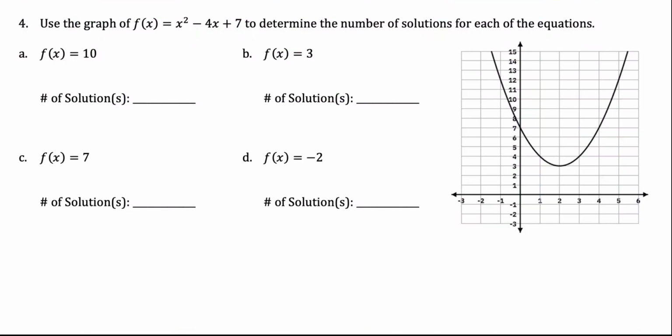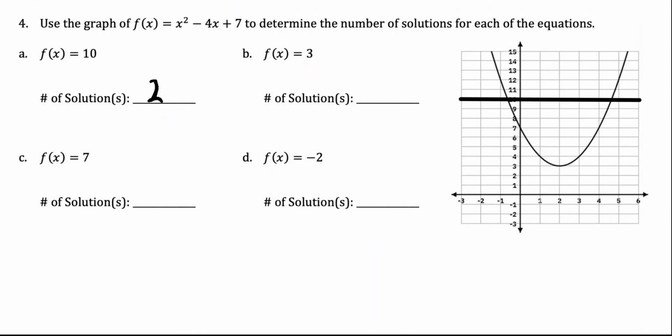On number 4, we are just asked for the number of solutions to each of these equations, not the actual solutions, just the number of solutions. So what I can think is if I draw a horizontal line at 10, how many times does that line hit my graph? I can see that it hits 2 times. So I'm just going to say here the number of solutions is 2. We're not asking for what the actual solutions are, just how many solutions there are.